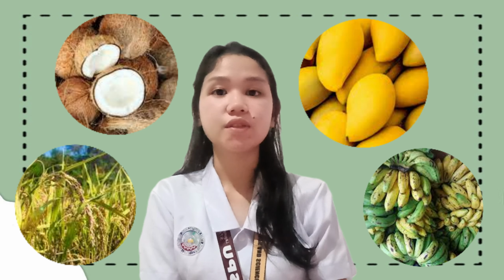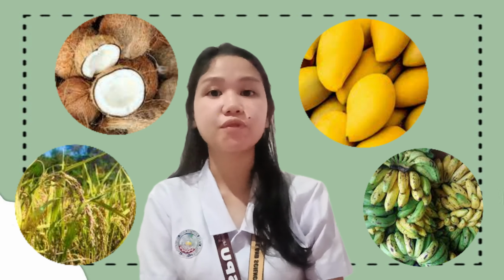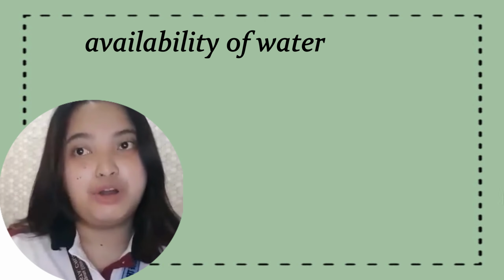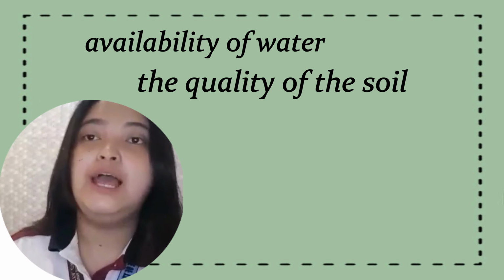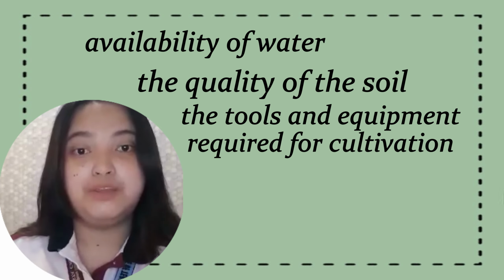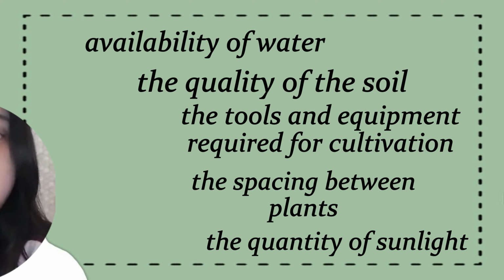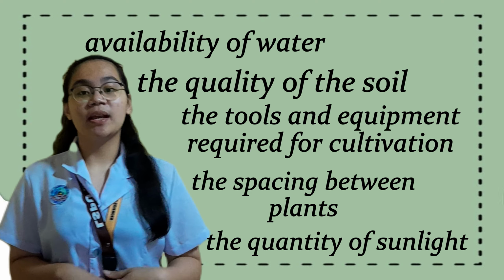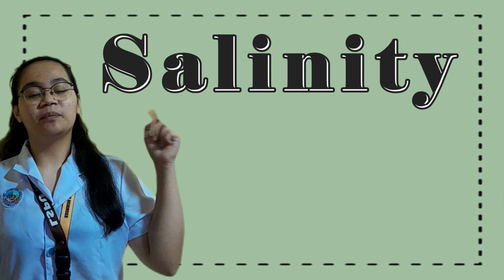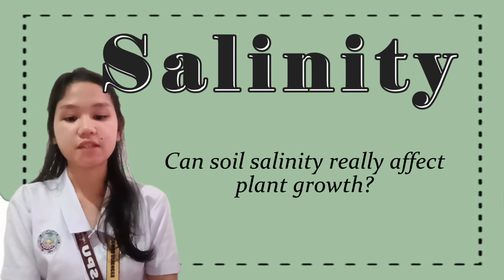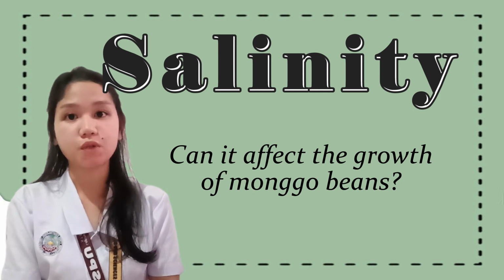These crops grow in Laguna, but other crops are not able to thrive well here. That's because we need to take a number of factors into account in order to produce crops large enough to harvest. Examples include the availability of water, the quality of the soil, the tools and equipment required for cultivation, the spacing between the plants, and the quality of the sunlight. There are a lot of other factors, but this made us wonder, can soil salinity really affect plant growth? To be specific, can it affect the growth of these mung beans?